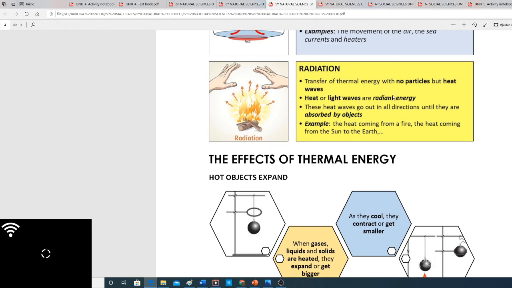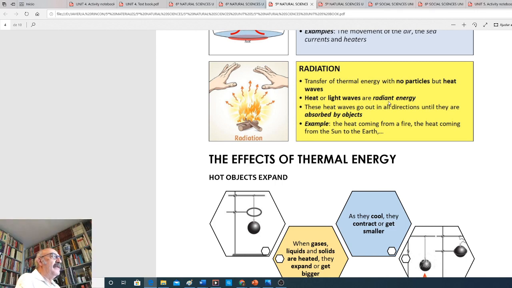Radiation is the transfer of thermal energy with no particles but heat waves. So this is called an electromagnetic wave. Okay, and you don't need to be in contact to transfer heat energy. So heat or light waves are radiant energy. This is another word to say radiation, radiant energy. And these heat waves go out in all directions until they are absorbed by objects. An example is the heat coming from a fire, from the sand to the earth, and so on.